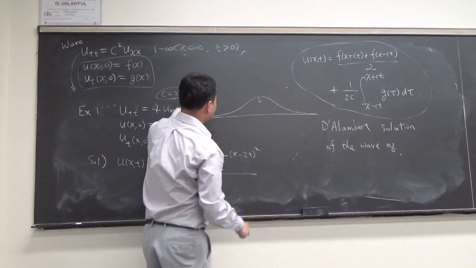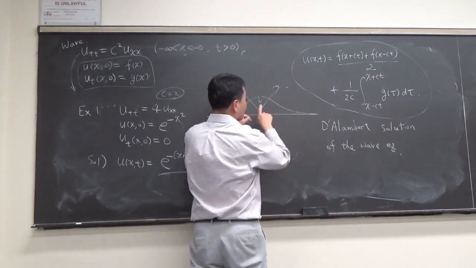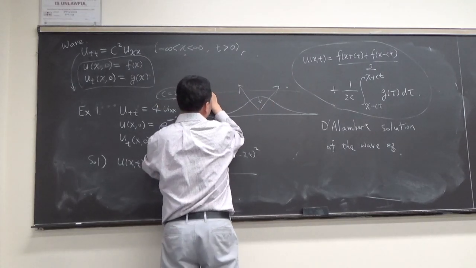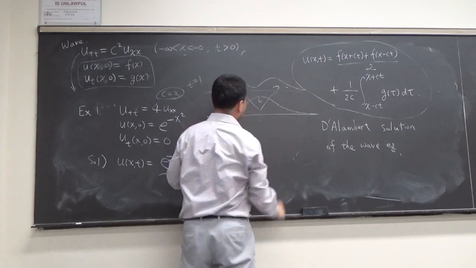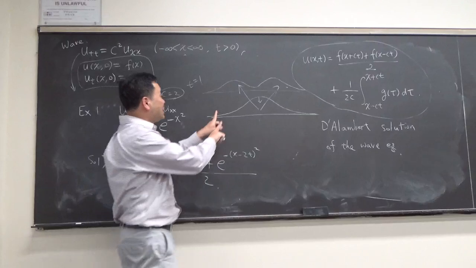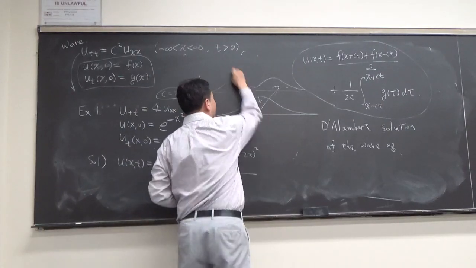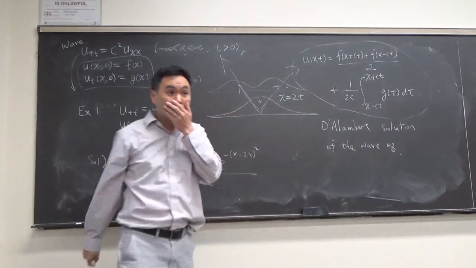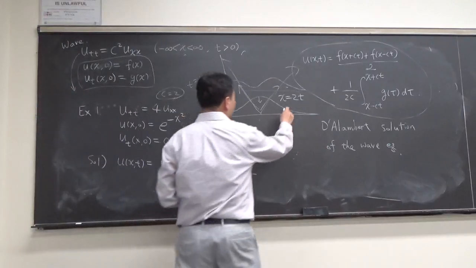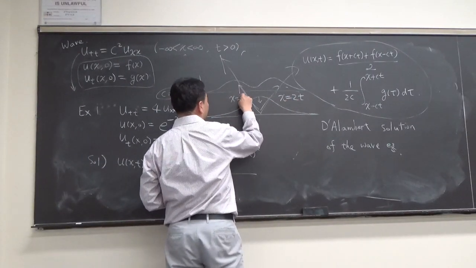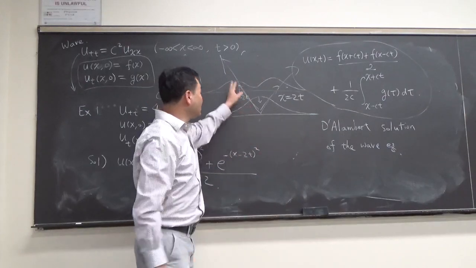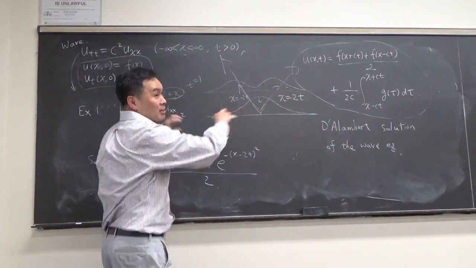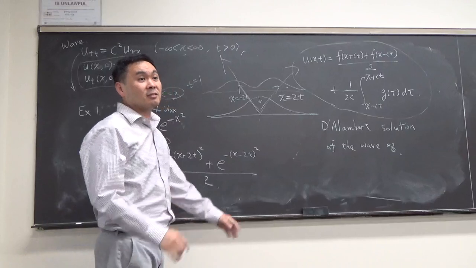So what happens is that this thing splits, and then at time t equals 1, you end up with something like that. Okay? And the peak would be following this line, which is given by x equals 2t, or plus minus 2t. This is x equals 2t, and this is x equals negative 2t. And these two lines are called the characteristic lines. They split, and then they go to infinity. That's what happens.